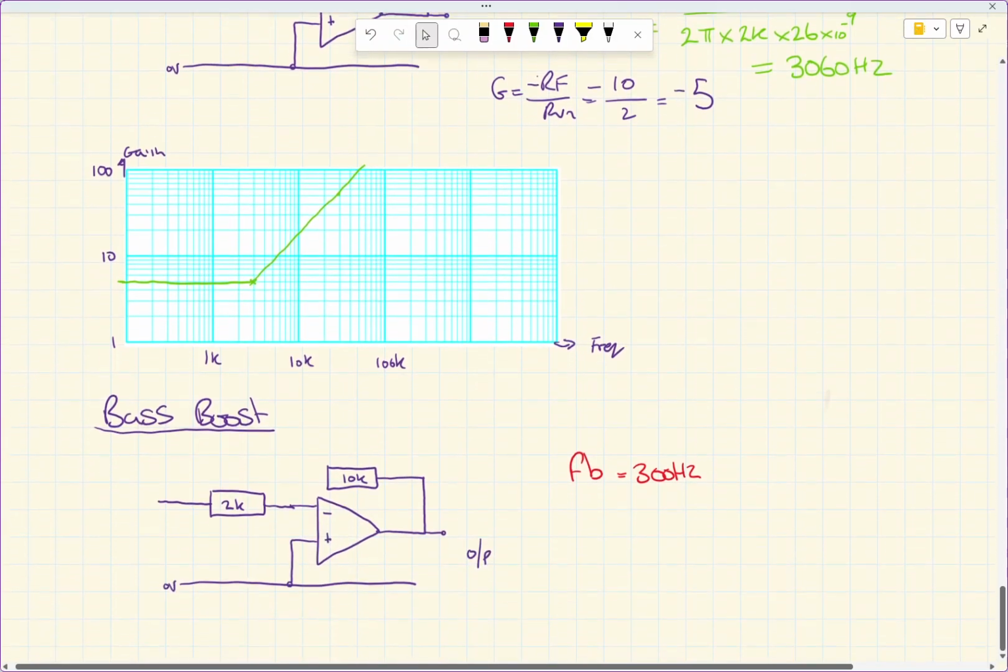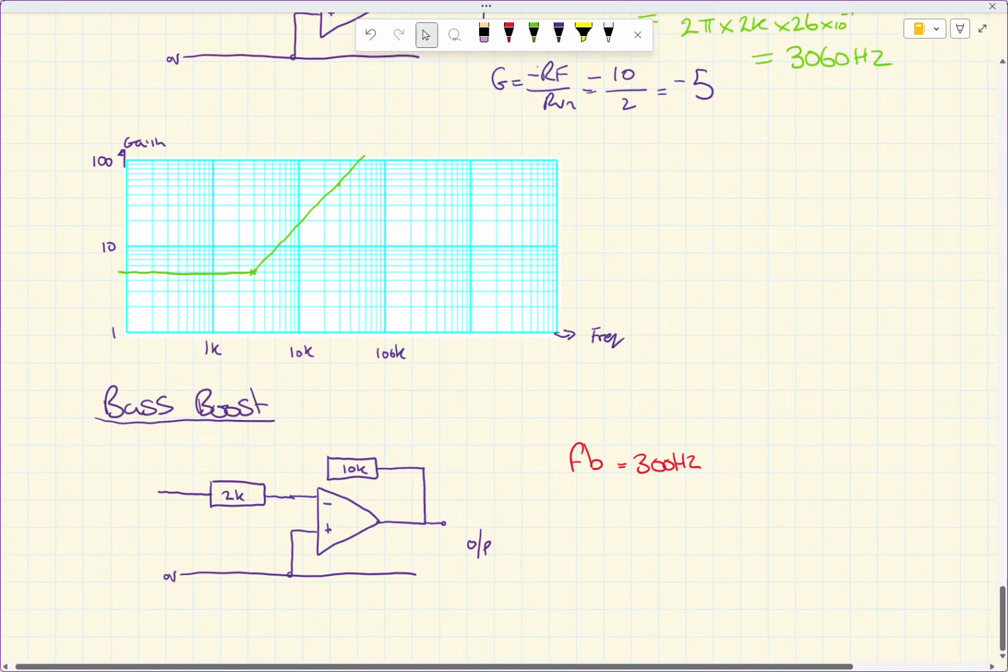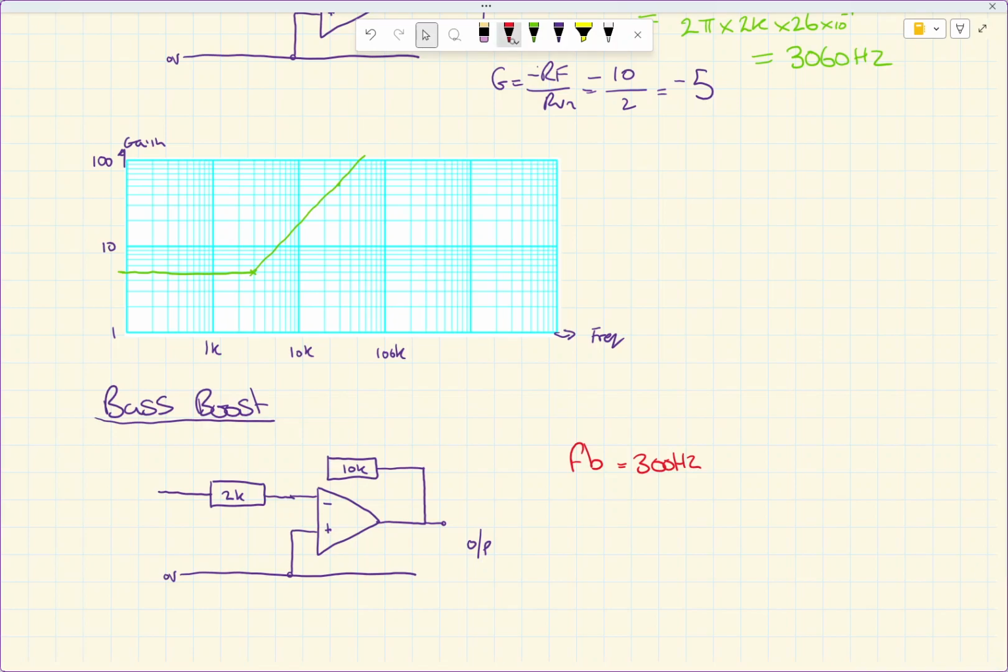And then finally the bass boost. So we want to increase the gain at low frequency. I suppose the clue is in the missing bit on the circuit. If I put my capacitor in there like so, at low frequencies the reactance of the capacitor is very big, so therefore RF is very big.